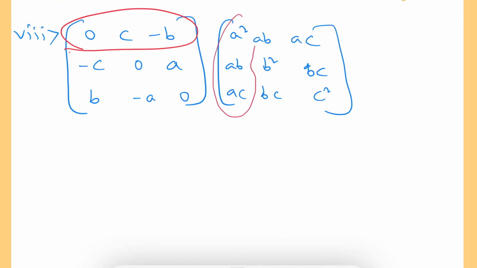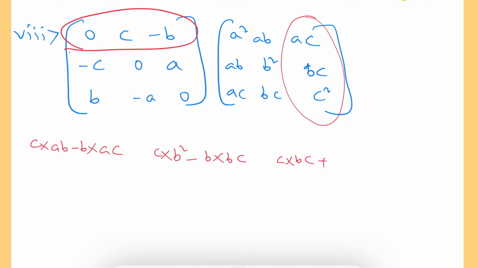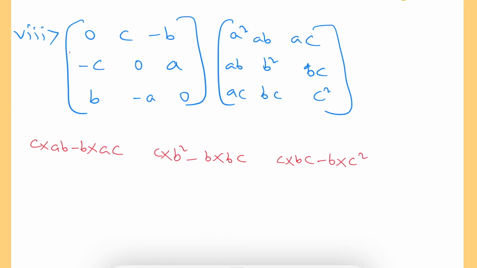First row multiplying with first column. So 0 into A square, no need. Next, C into AB minus B into AC. Let's move to the second column now. 0 into AB not necessary. Next, C into B square minus B into BC. Next, third column. 0 into AC no need. C into BC minus B into C square.